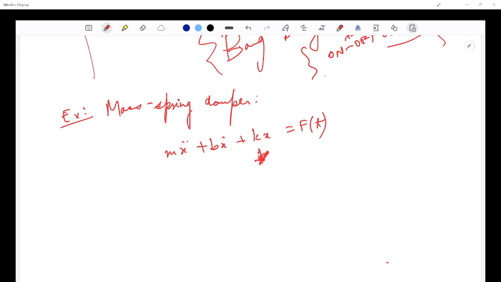It represents a restoring force. That is what I was thinking. Okay, so it is just the restoring force where K is the spring constant.